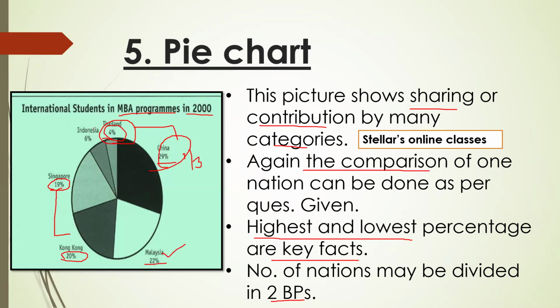And for these two, you can say that there was a 2% difference, or a difference of 2% was found in the students going for MBA programs in Indonesia and Thailand, right? So in this way, you can also use the variation and explanation in an effective manner.